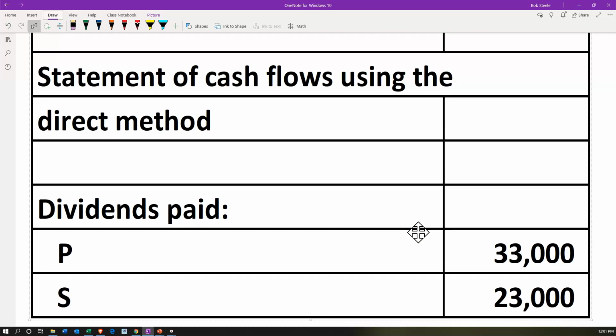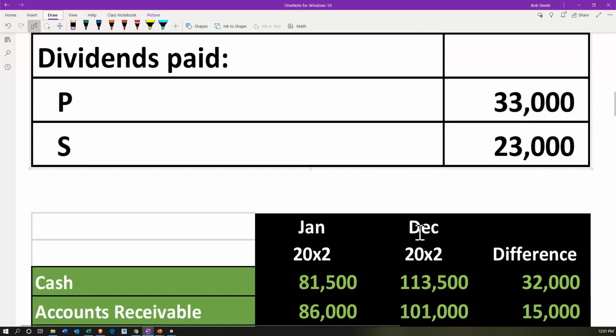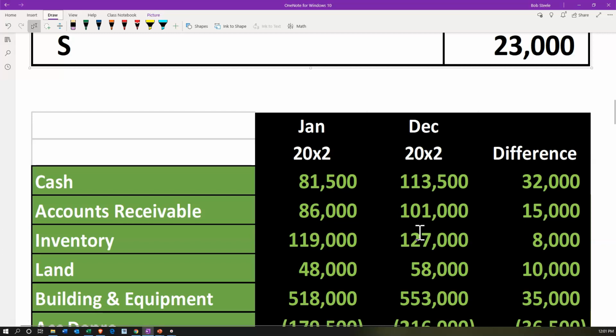Statement of cash flows using the direct method. So we're going to be using the direct method. Dividends paid: P, the parent, paid dividends of 33,000, and the subsidiary paid dividends of 23,000. Here is going to be our worksheet. So we're going to have our worksheet.